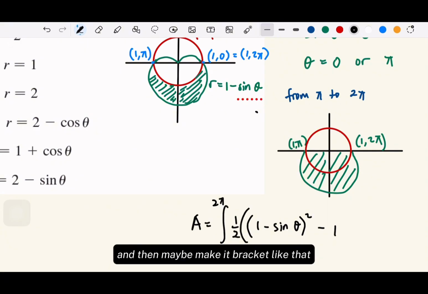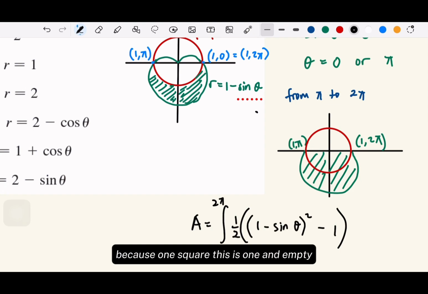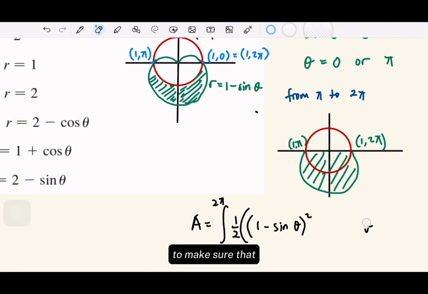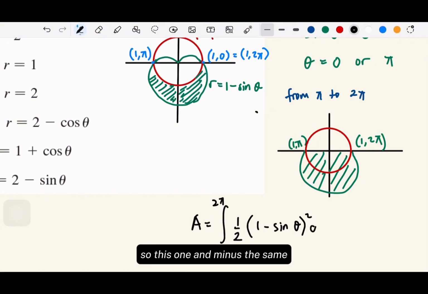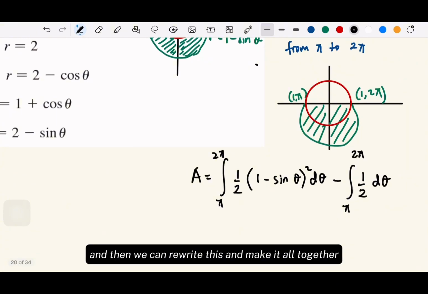And then maybe make it bracket like that, because 1 squared is 1, right? Okay. And then theta. Or maybe to make sure that you understand what I mean, maybe 1 by 1. So this one and then minus the same half d theta. And then we can rewrite this and make it all together.